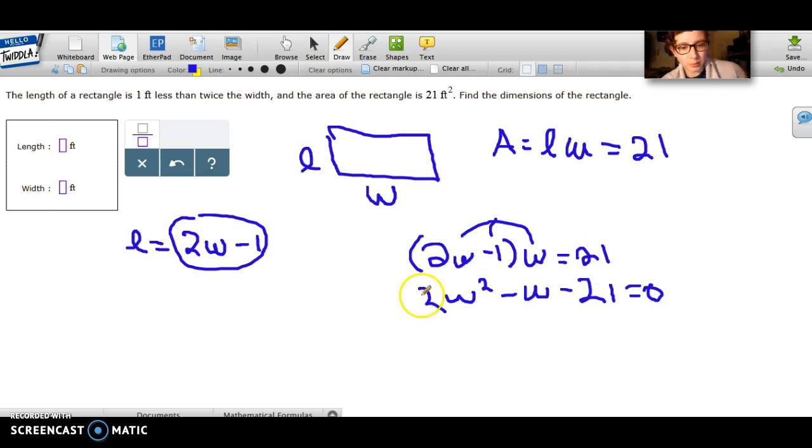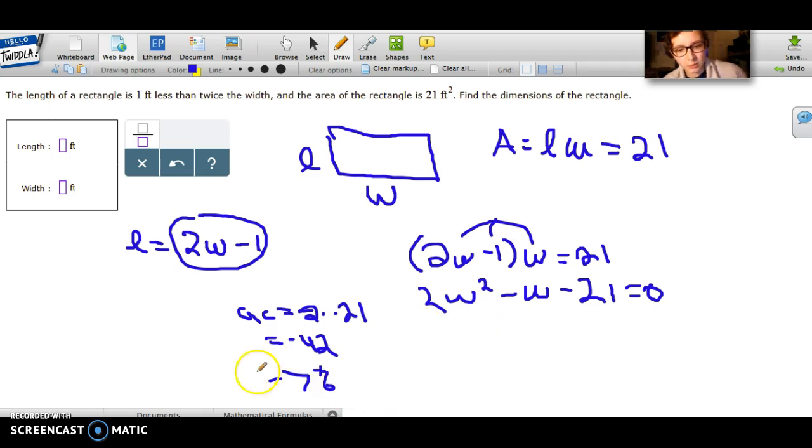So the next step is to multiply A times C. So AC is equal to 2 times negative 21, which is negative 42. And now we want two numbers that multiply to negative 42 and add to negative 1, which is our B term. And those numbers would be, let's see, 7 and 6 multiply to 42, so a negative 7 and a positive 6, or positive 7 and a negative 6 multiply to a negative 42. And since this B term is negative, our bigger term will be negative. So negative 7 and a positive 6 are what we're going to use for this.